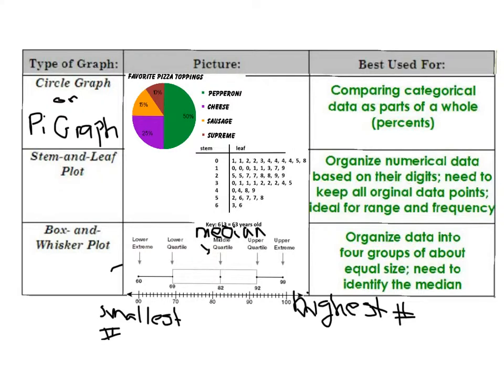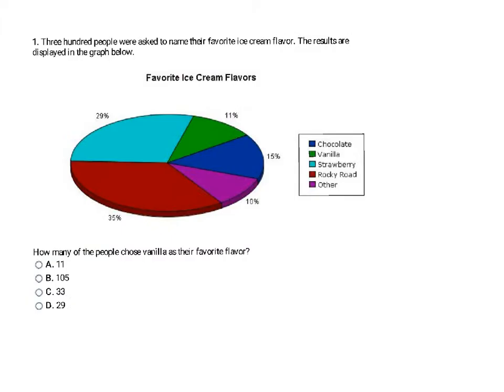And then you have the lower quartile, which is the median of the bottom half of the data, and you have the upper quartile, which is the median of the upper half of the data.